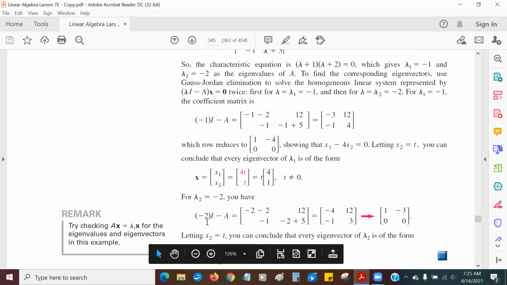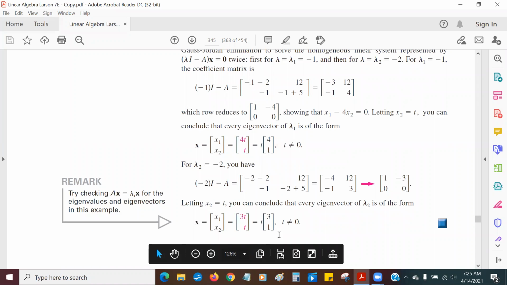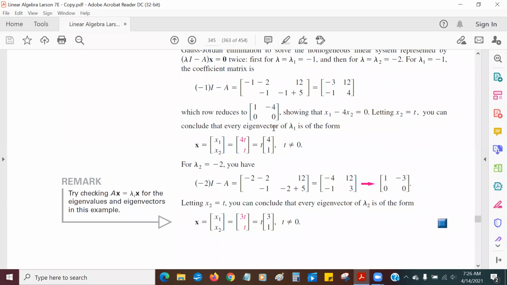Lambda 2 is -2, so we plug in -2, crunch, crunch, crunch, and we get -4, 12, -1, 3. Again, these are multiples of each other, so that becomes 1, -3, 0, 0. If I let x2 equal t, then x1 is going to be 3t. And that's my second eigenvector, where t, of course, can be any scalar. So there you go. I now have my first eigenspace, which is a line through the origin parallel to the vector (4, 1), and here's a line through the origin parallel to the vector (3, 1).